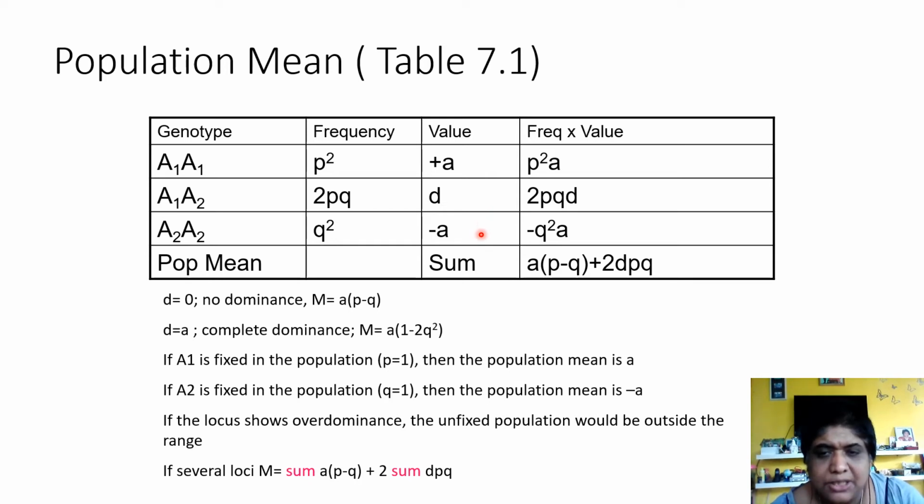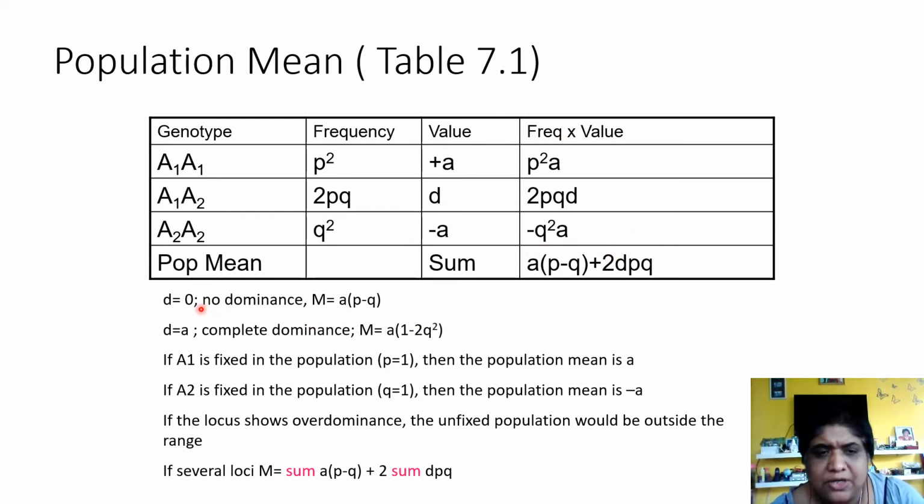Now, what is population mean? When you multiply p squared with positive A, you get p squared A. For 2pq, you multiply with D, you get 2pqD. For q squared, you multiply with minus A, you get this result. So what is population mean? Population mean is the sum of all these, and you get this. Alright? So what does that say?